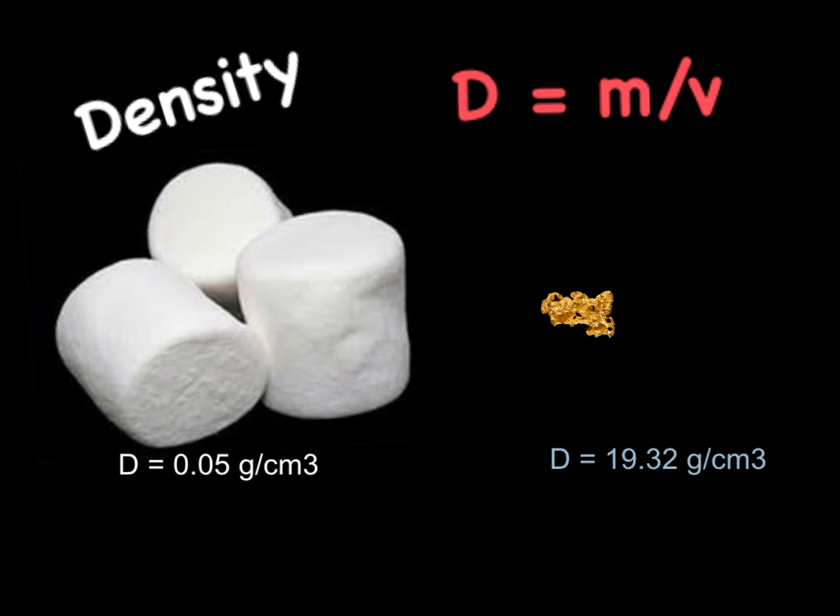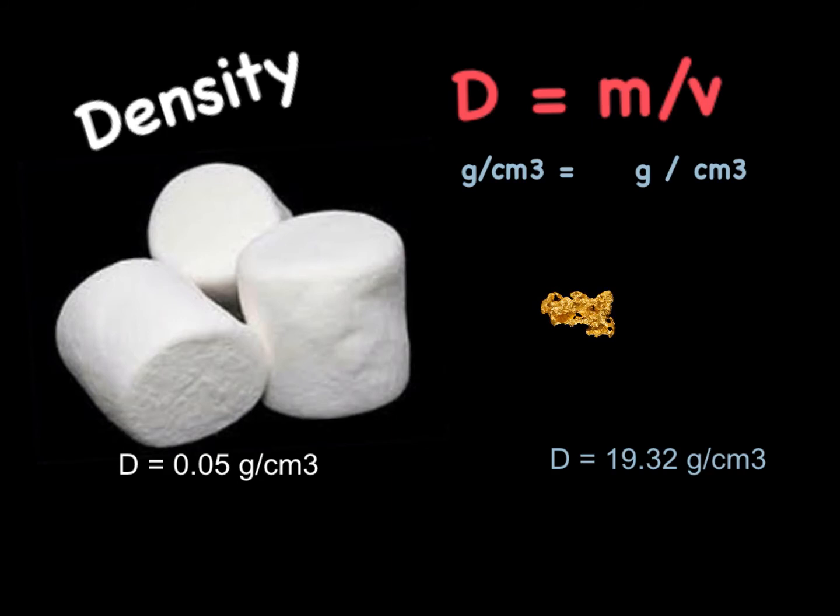We said that density is a property that looks at how massive a substance is compared to how much space it takes up. And the formula for calculating density is density is equal to mass divided by volume. And if we had equal masses of both the marshmallows and the gold, since the volume of the marshmallows is so much greater, it takes up so much more space, then the density of the marshmallows is so much less than the density of the gold.